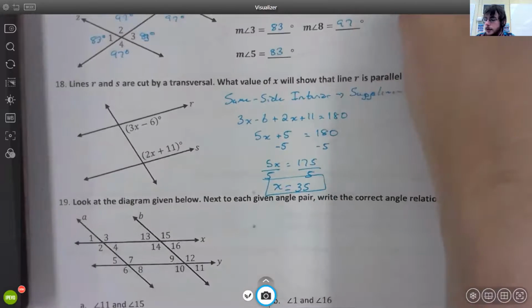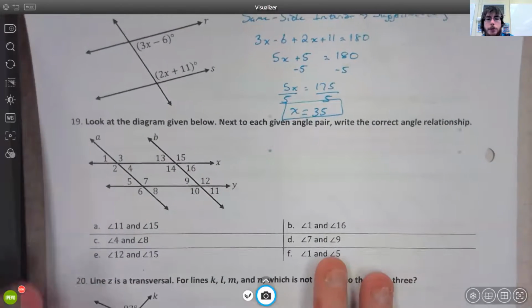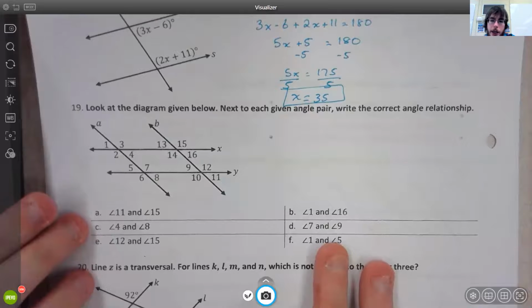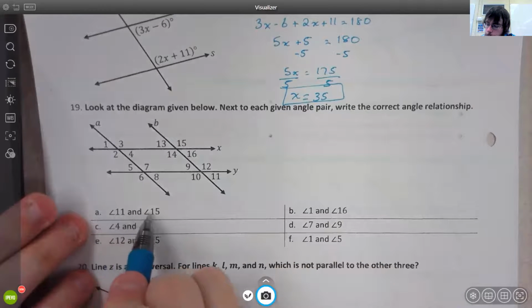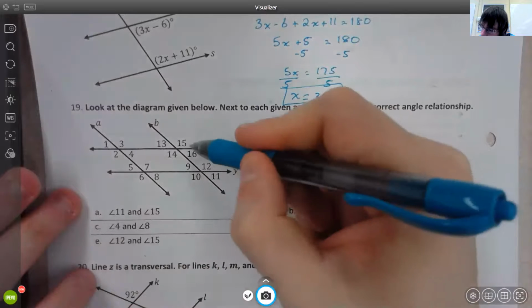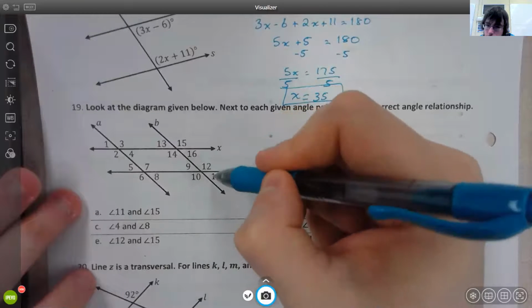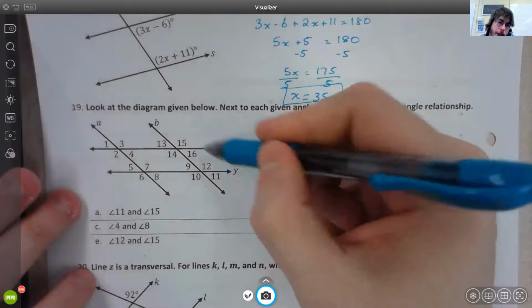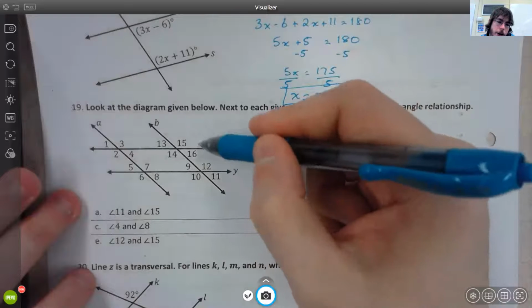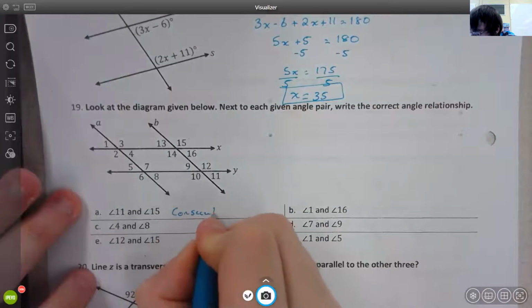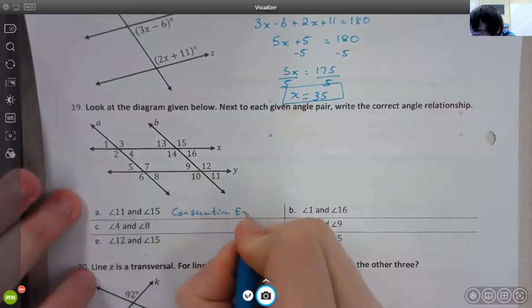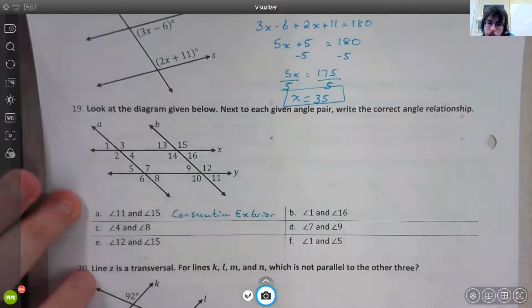Number 19 says, look at the diagram given below. Next to each angle pair, write the correct angle relationship. So A says angle 11 and 15. Well, 11 and 15 are on the same side of the transversal, and they're also both in the exterior. So these are consecutive exterior angles. You could also write same side exterior.